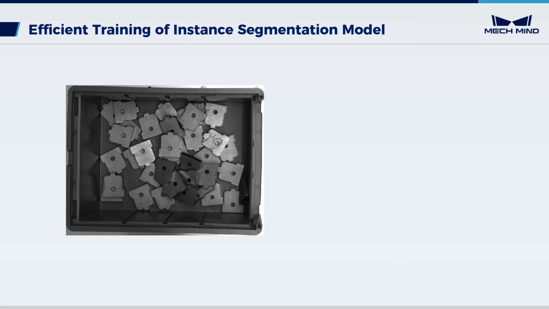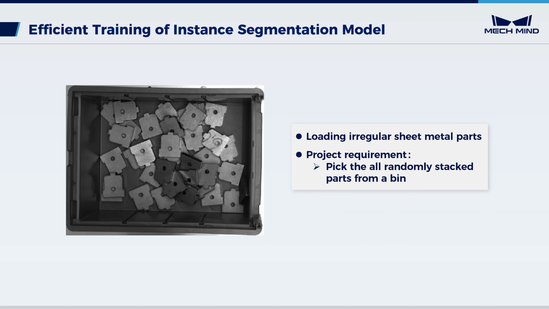This case focuses on loading irregular sheet metal parts. The project goal is to pick randomly stacked parts from a bin. To support this, instance segmentation with Mech-DLK is applied to recognize the topmost exposed parts, enabling layer-by-layer picking until the bin is empty. Now, let's go through the specific process.